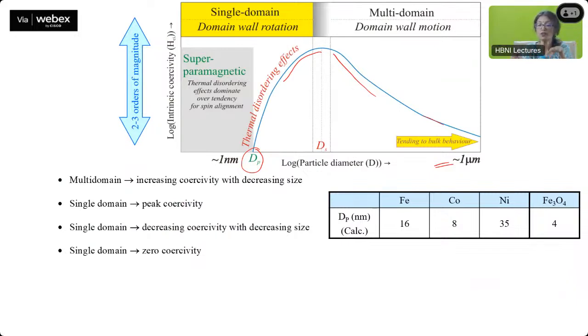From the multi-domain to the single domain, you have domain wall motion. Whereas when you come into the single domain, as your size decreases, the coercivity value decreases because the thermal disordering effect becomes much more prominent in this case. And then ultimately what you have is a domain wall rotation, and ultimately thermal disordering effects dominate over the tendency for spin alignment. And ultimately what you get is zero coercivity.